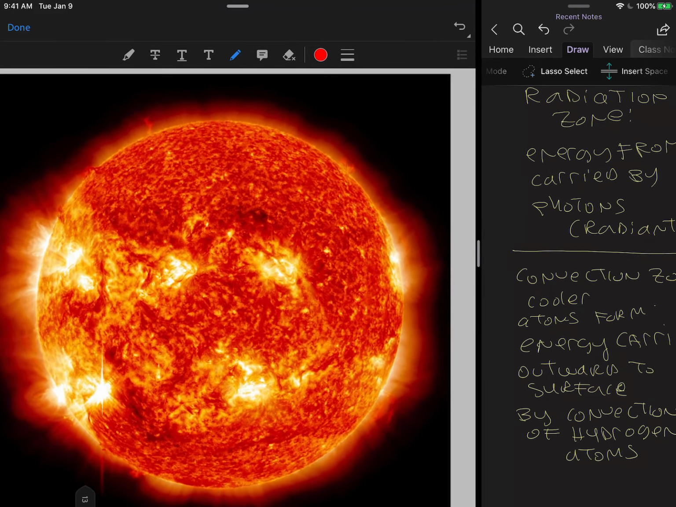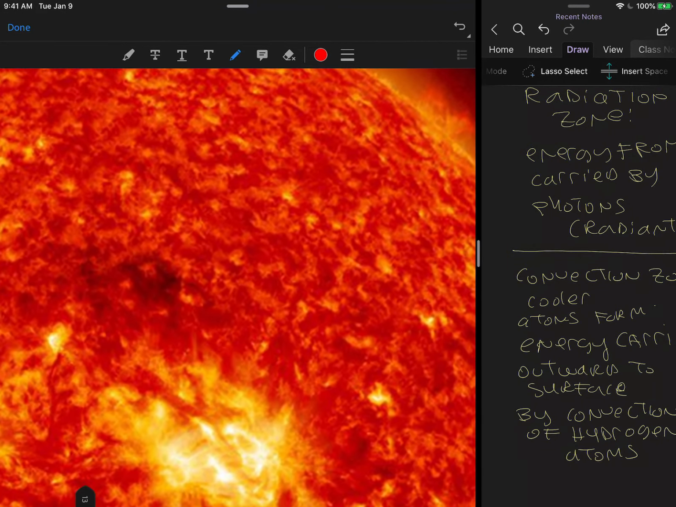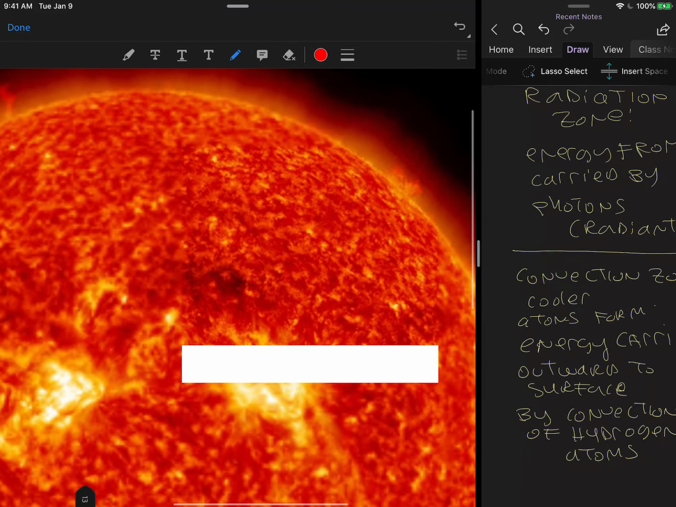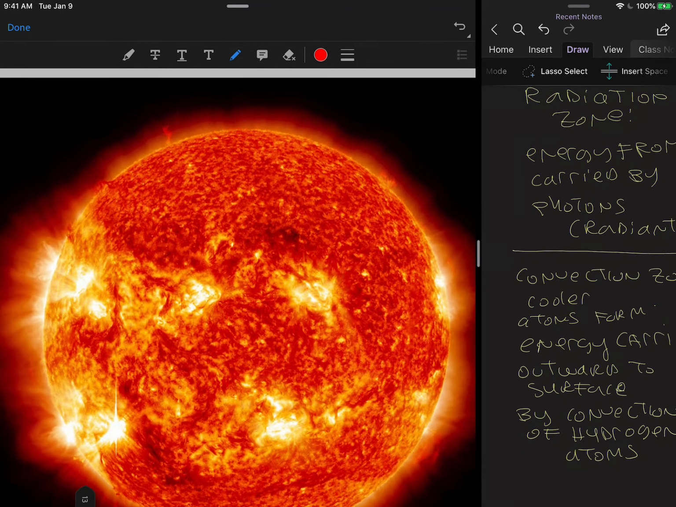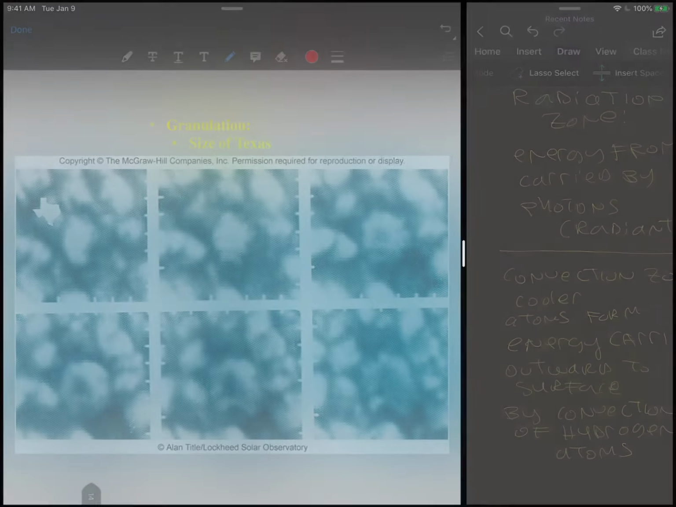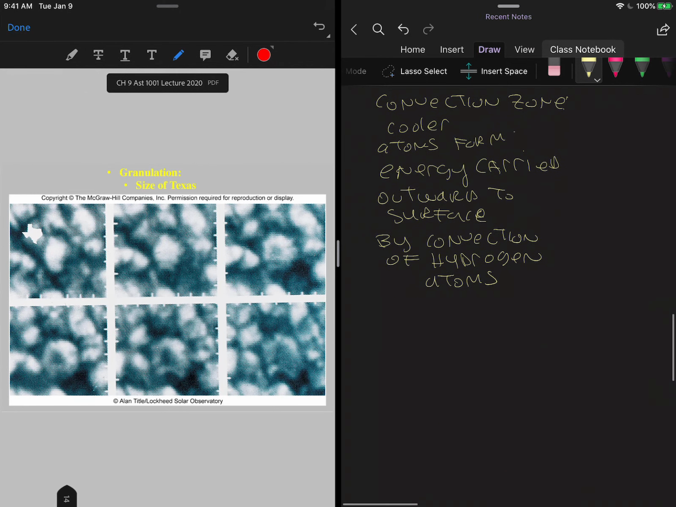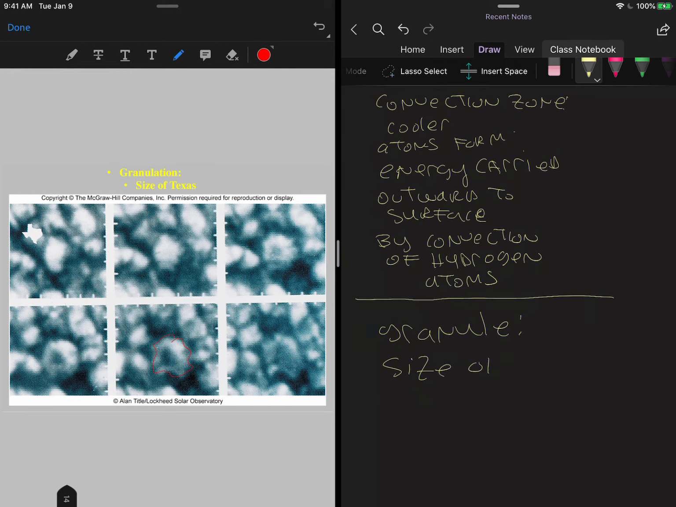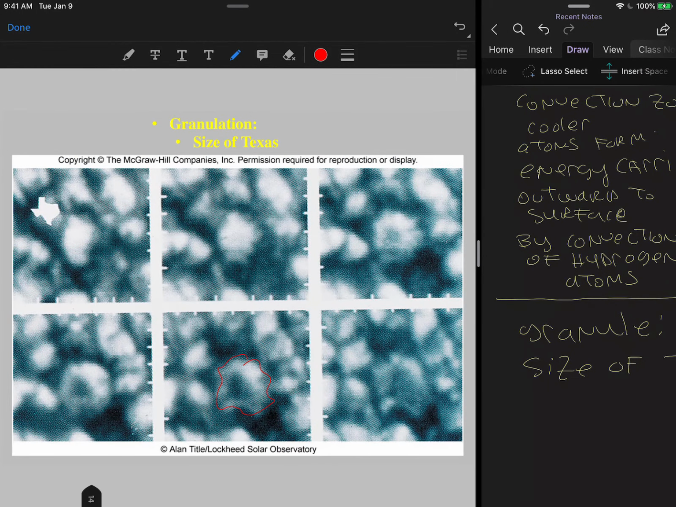And you can see here a picture of the sun where you can clearly see these columns of convection on the surface of the sun. And these columns of convection can be as big as Texas. So these columns here look like grains, so we call those granules. And these granules can be the size of Texas. Yeah, so you can see Texas right there.